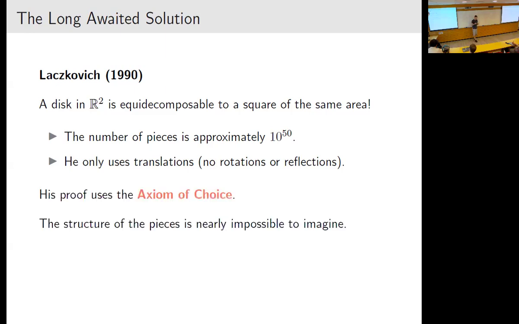Another thing about his proof is that he uses the axiom of choice, just like in the Tarski paradox. This is perhaps not too surprising, but it's kind of sad, because if you use the axiom of choice, it's just an existence proof, right? It shows the pieces exist, but you can't say what they look like. So it's basically impossible to imagine his circle squaring.